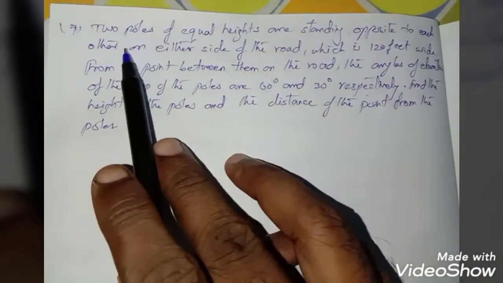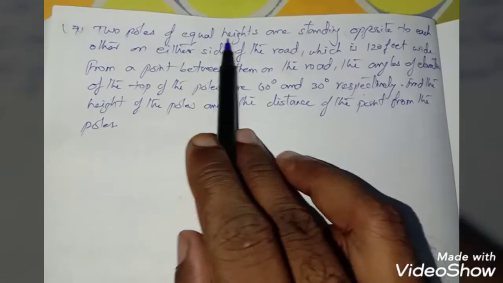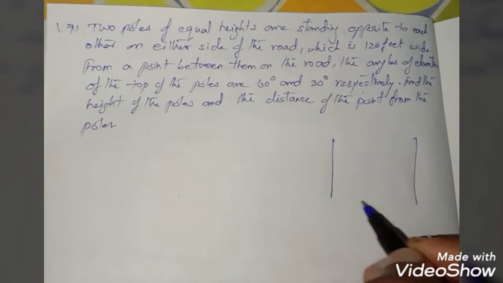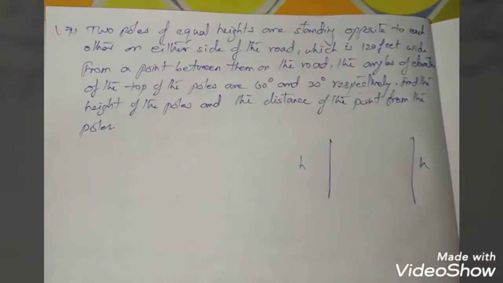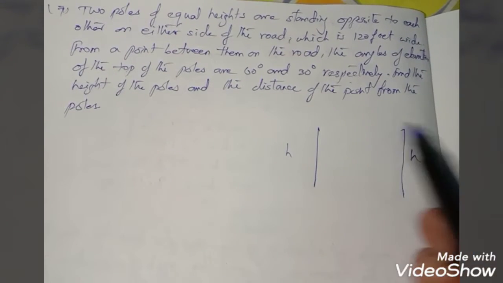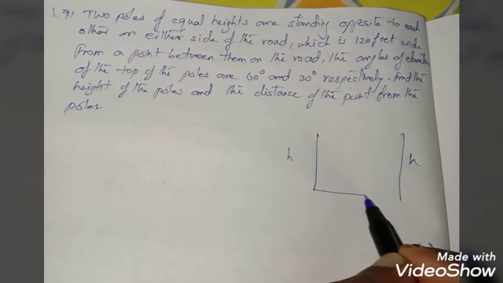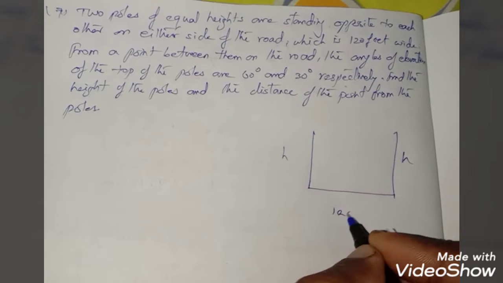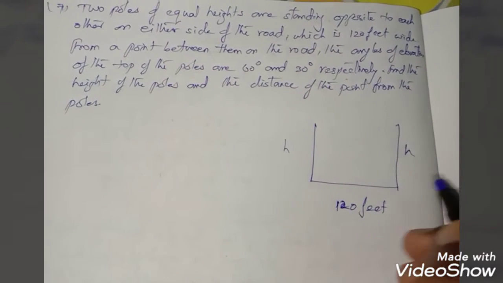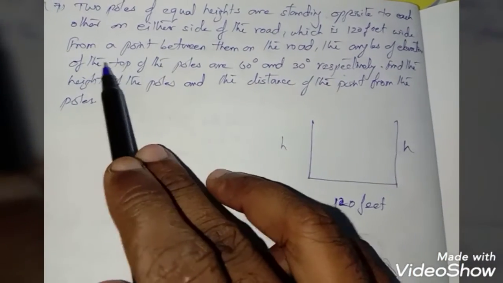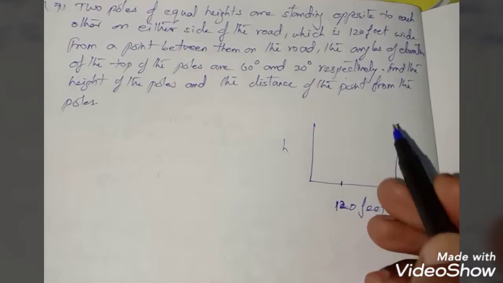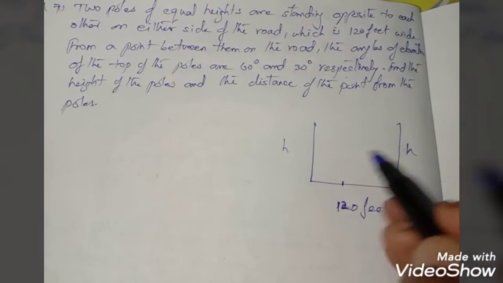Now as per your problem, two poles of equal height. Suppose if I draw two poles which are of equal height, we don't know what is the height of the pole. Let us denote it as H. And on either side, it is standing on either side of the road which is 120 feet. Right, means the width of the road is 120 feet, and from a point between them on the road, somewhere on the point, the angle of elevation of the top of the poles are 60 degrees and 30 degrees.